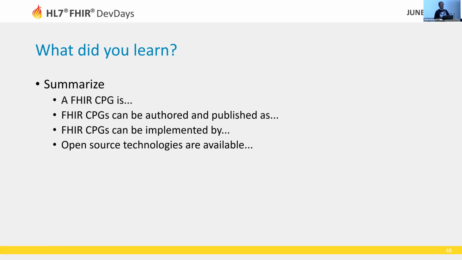So hopefully by the end of this, you can answer some of those questions. What FHIR CPG is, a clinical guideline. FHIR CPGs can be authored and published as FHIR implementation guides using FHIR Clinical Reasoning Resources. FHIR CPGs can be implemented by plugging them into CDS Hooks services. And open source technologies are available to implement these things.